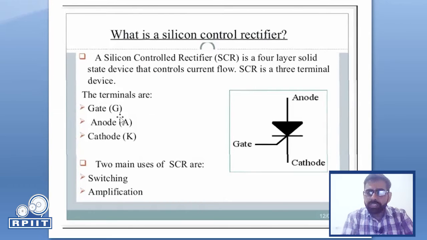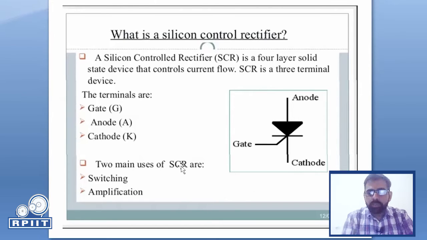These 3 terminals are nothing but gate, anode, and cathode. In the figure we can see this is the gate terminal, this is the anode, and this is the cathode. It's a simple structure like a diode with an additional terminal, the gate. By the gate signal we can control the working of this diode, so it is known as a controlled rectifier. Here we are controlling the power fed to the load by means of the gate terminal control action.